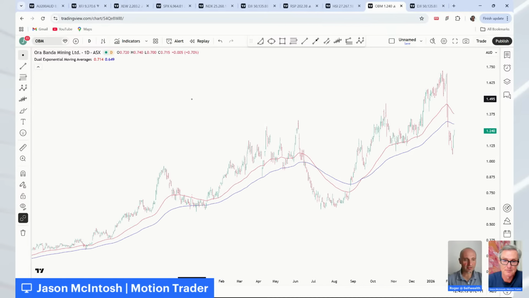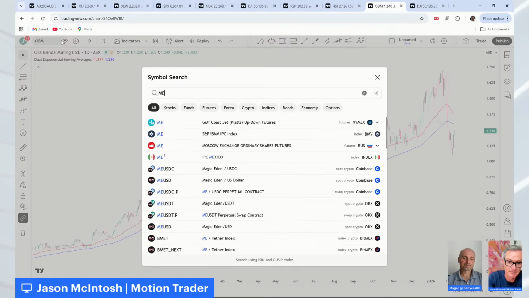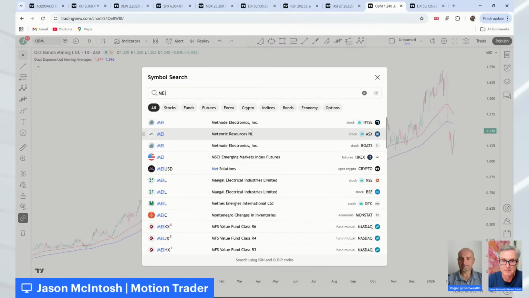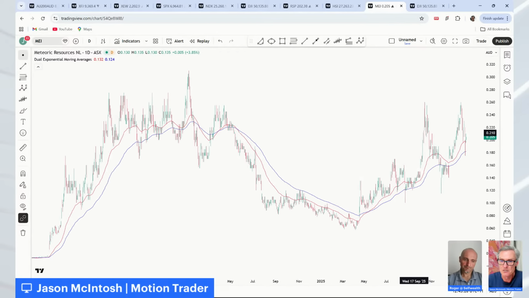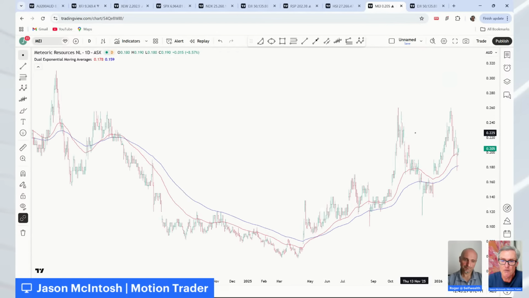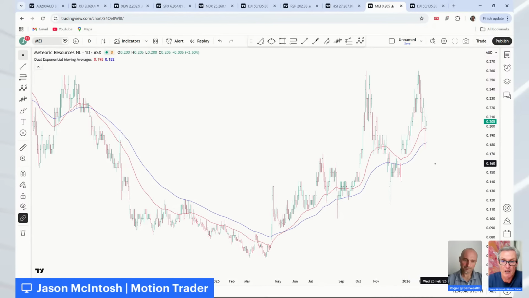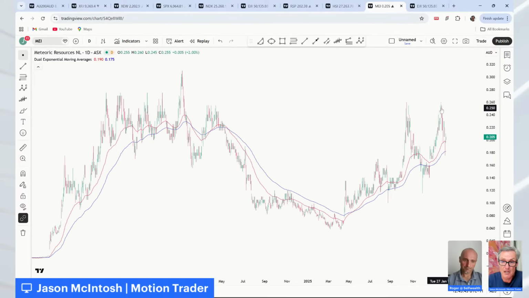Hi, Roberto. Let's have a look at MEI, please. Yeah, it's holding its averages. It's trying to rally. I think it's a gold-orientated stock as well. It's kind of range-bound at the moment. We've got the October high, the November low, and the price is now moving between those two extremes. I think it's in a holding pattern until we get a break one way or the other. I like that it's holding its moving average at this point.